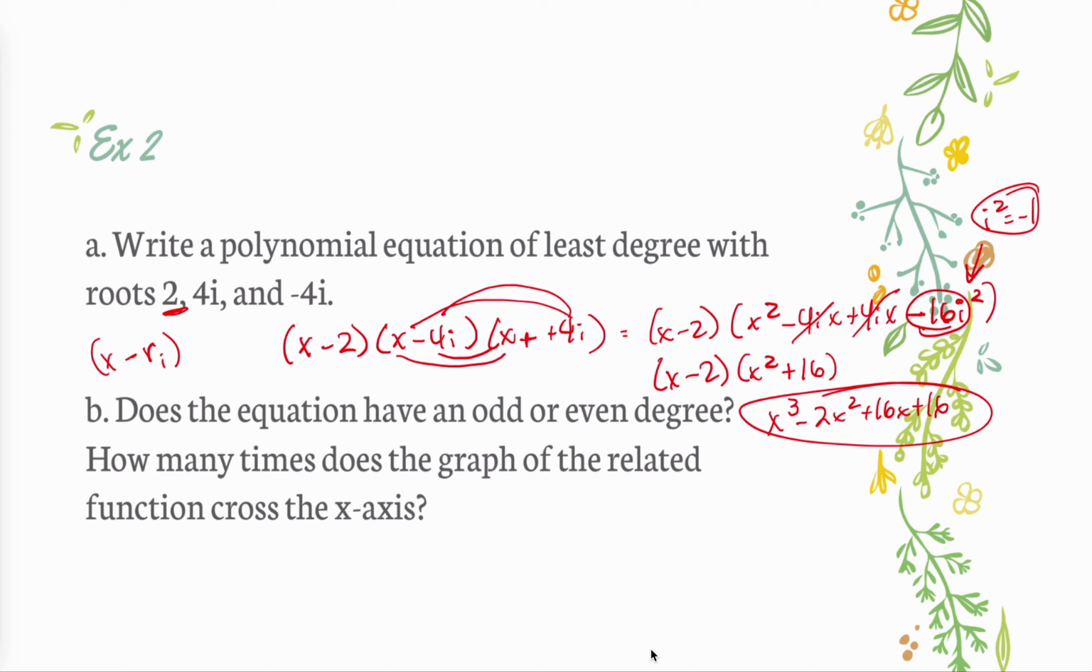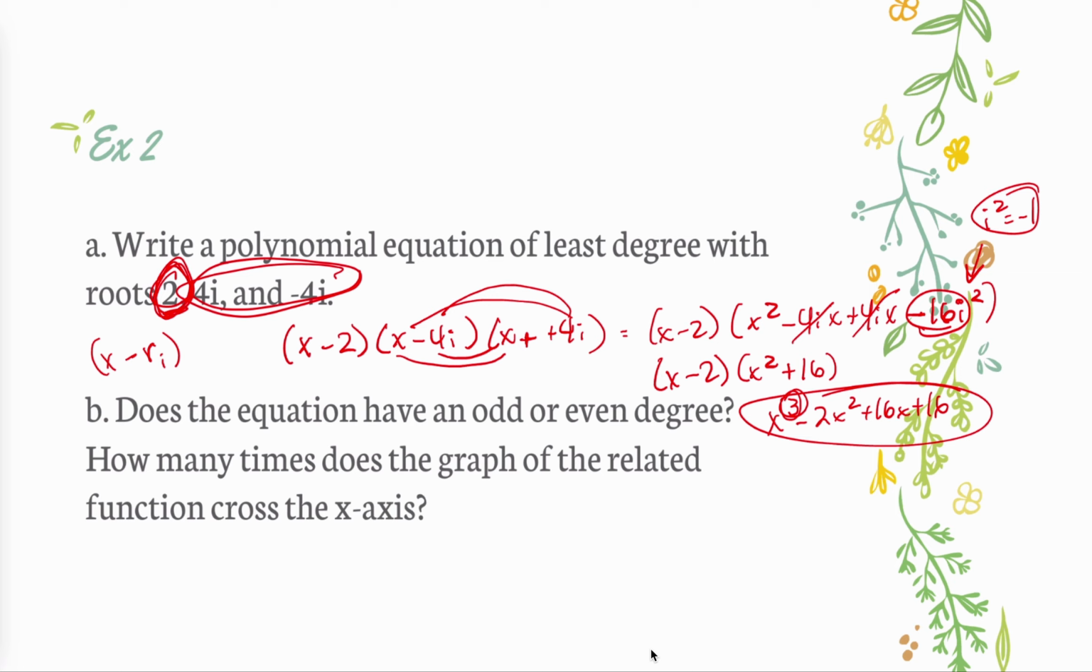Does the equation have an odd or an even degree? It's an odd degree. And how many times does the graph of the related function cross the x-axis? It's got one real root, so it's always going to cross the x-axis one time.